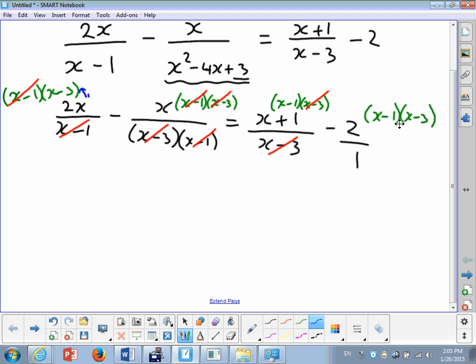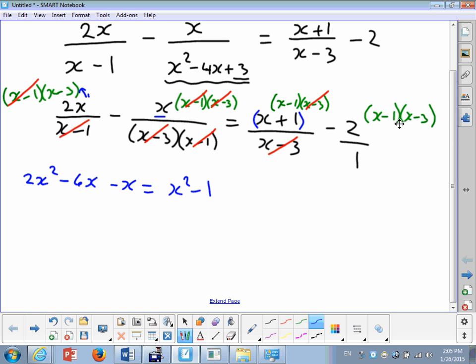So I'm going to multiply 2x by this piece here. So 2x times x minus 3 is 2x squared minus 6x. And this next piece, everything canceled except for the x, so I'm just going to have a negative x. On the other side, I'm going to have an x plus 1 times an x minus 1, which is x squared minus 1. And over here, I've got to multiply this negative 2 through to this.